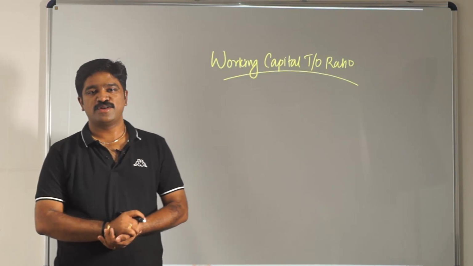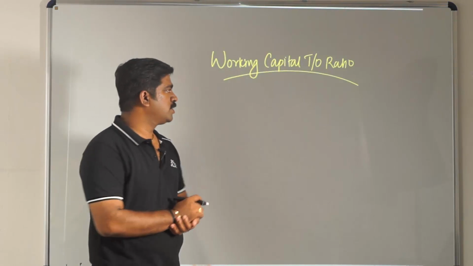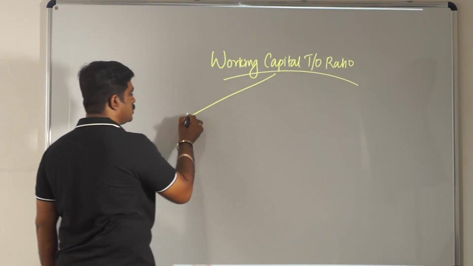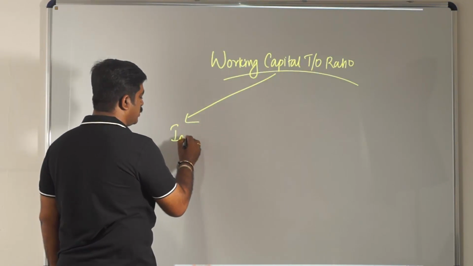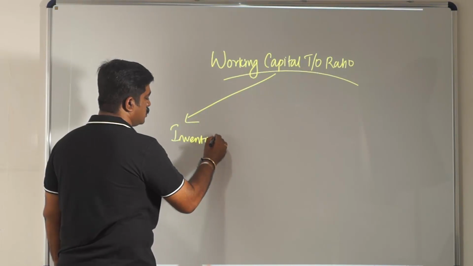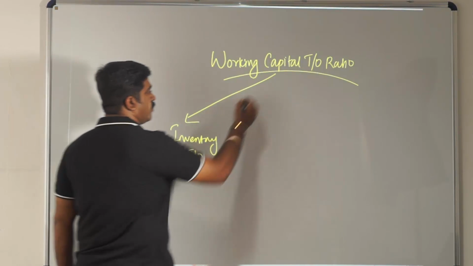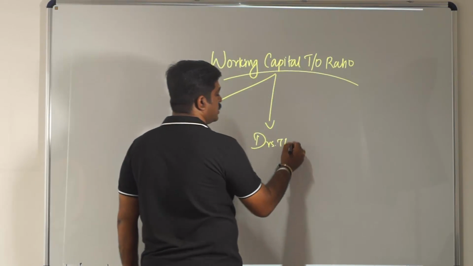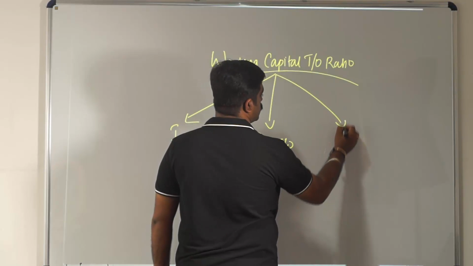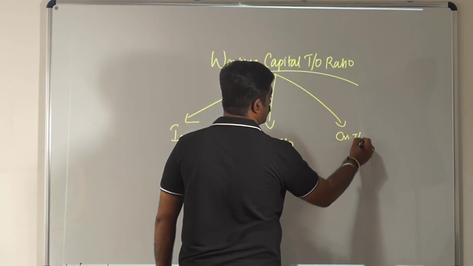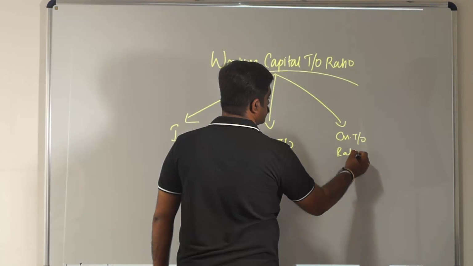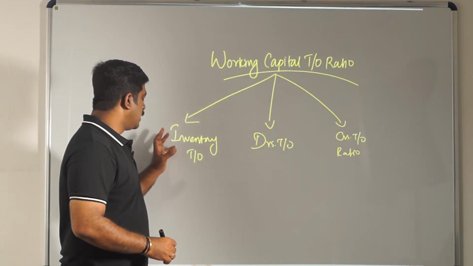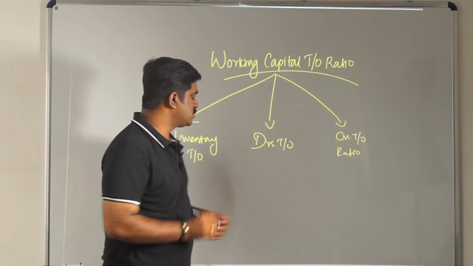Let's move on to the next set of turnover ratios, that is the working capital turnover ratios. As already indicated, we have three ratios in this. Number one is inventory turnover ratio. Then we have debtors turnover ratio and creditors turnover ratio. So in this session, let's see how to find out inventory turnover ratio, debtors and creditors, all the three.